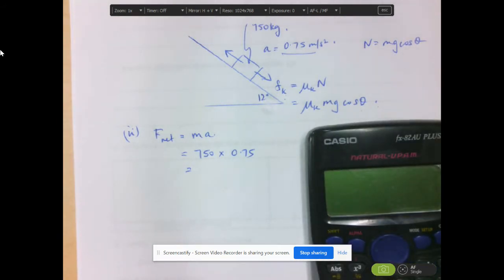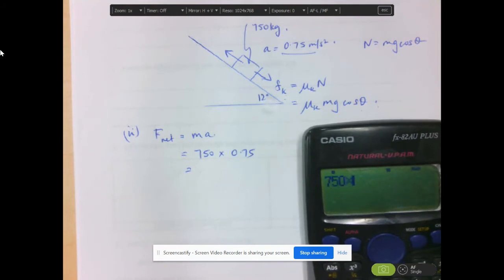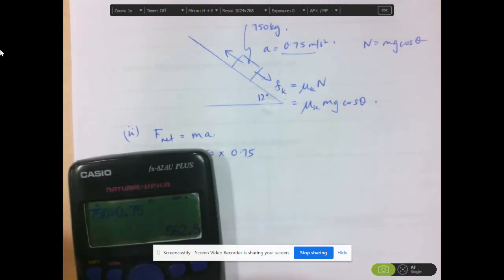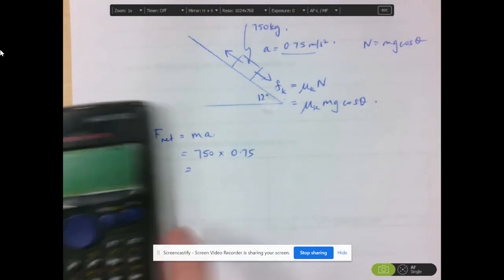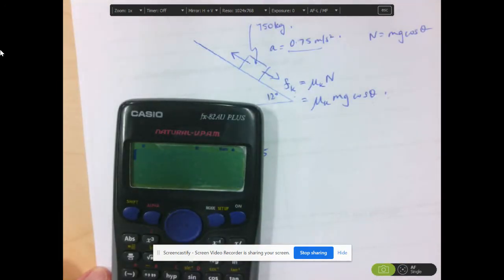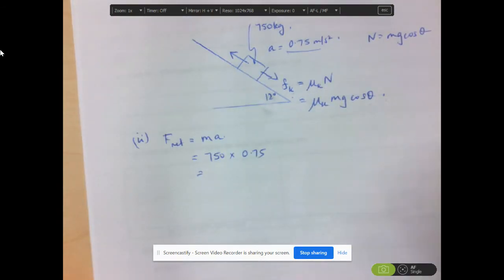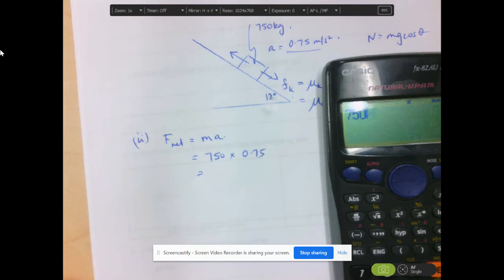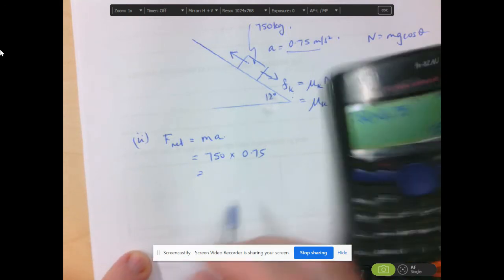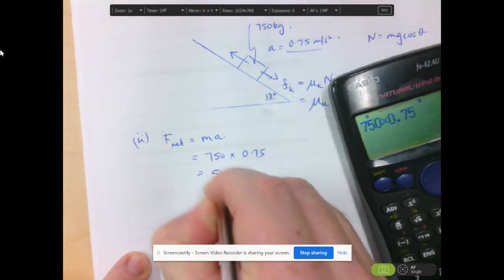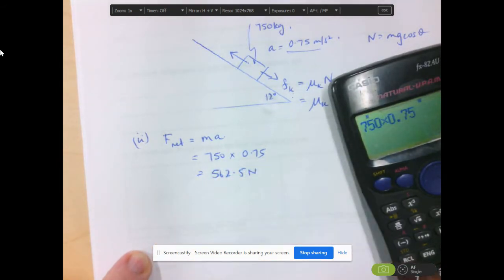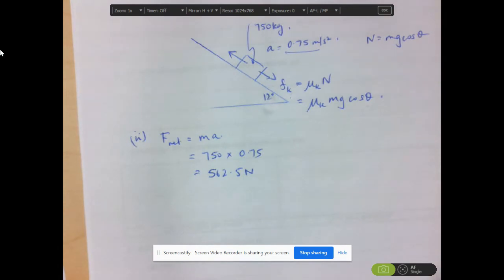Okay, and it was 750 times 0.75. And that is a force that is needed. Let me just retype that in. It's just playing up. There it is. It is 562.5 newtons. Okay, rightio. So that's the overall force that we need.